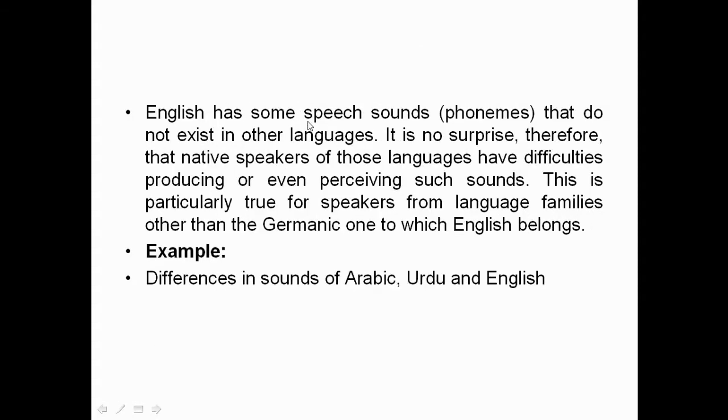Okay, so English has some speech sounds that do not exist in other languages. We have also discussed, while doing the assignment, the differences between the Arabic and English languages. It is no surprise that when we do not have a sound for that in our language, we definitely feel a problem. This is particularly true for speakers from language families other than Germanic, because English is one of the Germanic languages. So if the language is other than Germanic, the differences are more likely to be problematic.